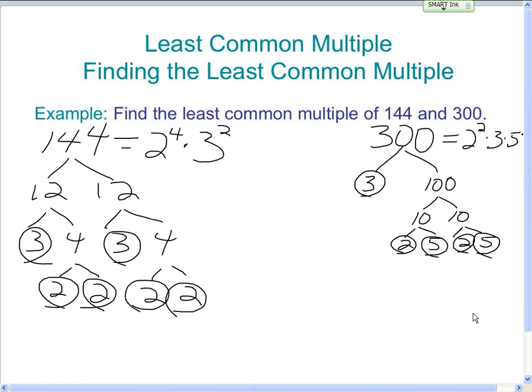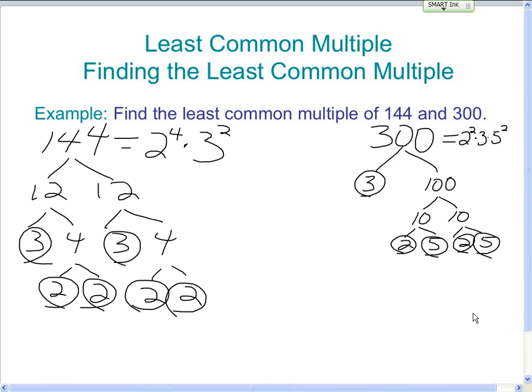I know on the screen you can't see that 5 squared, so let me write that a little bit smaller so that you can see the whole thing. Let's try again. So 2 squared times 3 times 5 squared. There we go. Now we got it in.